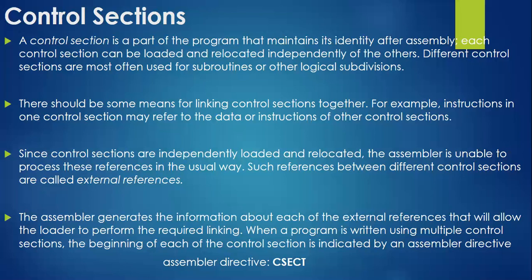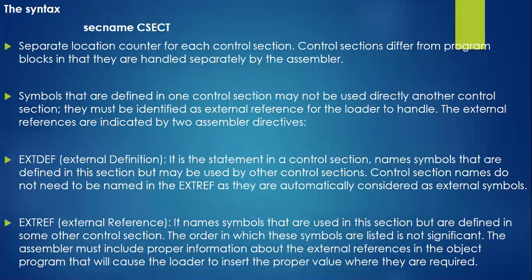When a program is written using multiple control sections, the beginning of each control section is indicated by an assembler directive. We use one directive for identifying the control section: CSECT. SECT stands for section, C stands for control, together we call it CSECT. Before this, we may use some labels also, which we call the section name. For a control section, we may name it read data, write data, or sometimes the name of the program, such as copy. In the next slide, we will find the program where we can identify such directives and section names.